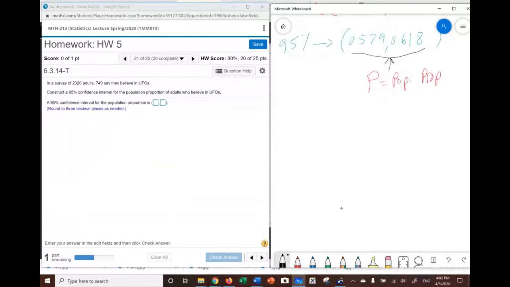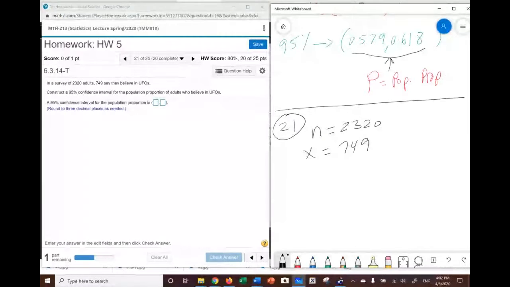And it seems like 21 is the same type of problem. In a survey here in 21, they tell us in a survey of 2320 adults, X, which is 749, say they believe in UFOs. So the question was: do you believe in UFOs? Yes or no? The ones who said yes are 749. The number surveyed is 2320.